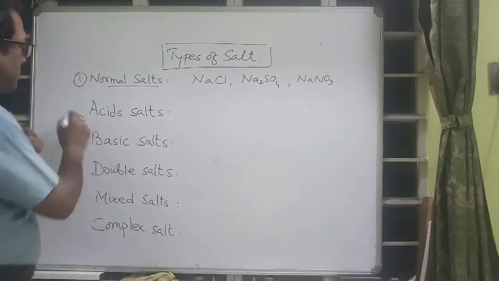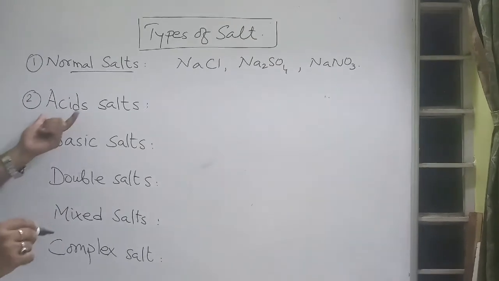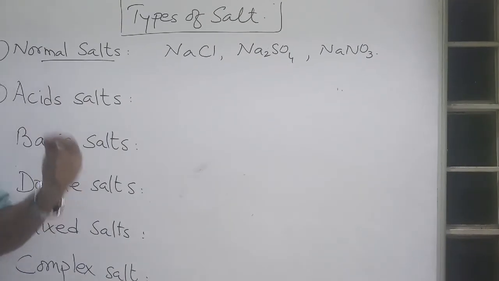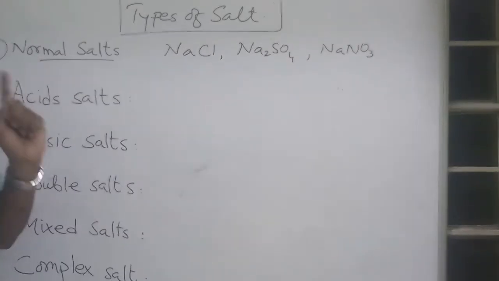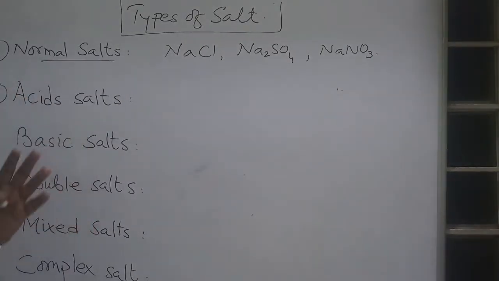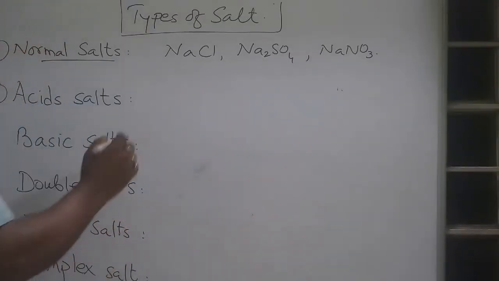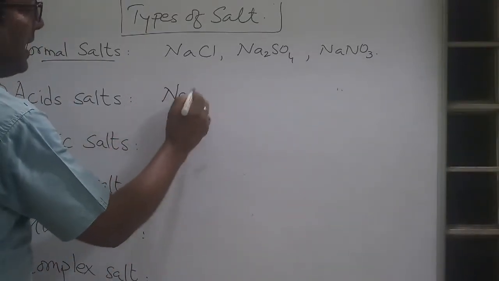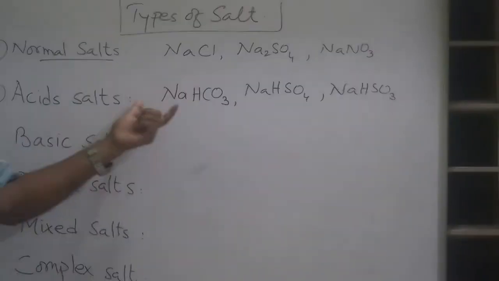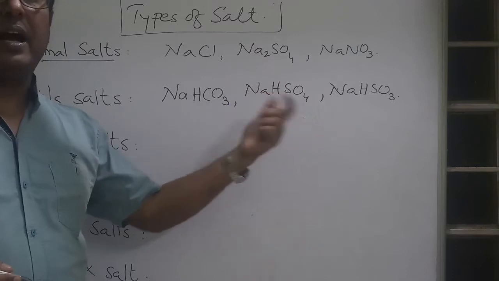Now the acid salt, this is the second category of salts. In acid salt you have yet an ionizable hydrogen atom. So all the hydrogen atoms which are ionizable are not completely replaced by a metal or ammonium ion. I will give you some examples such as NaHCO3, sodium bicarbonate, sodium bisulfate, sodium bisulfite and so on. So you can see here it is an incomplete replacement of the hydrogen atom.